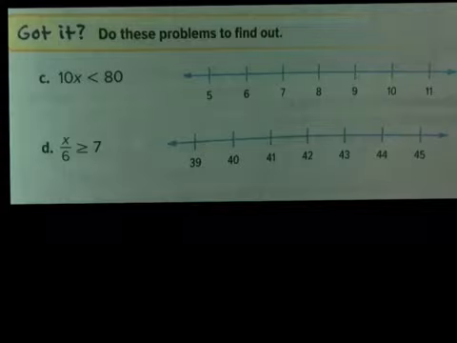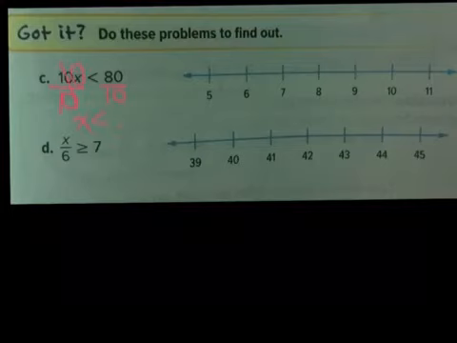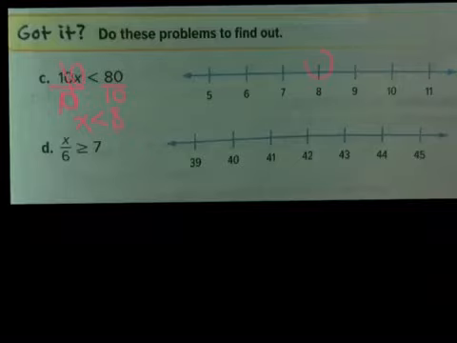Okay, let's try this next example. We have multiplication here between the coefficient and the variable, so we have to divide, which is the opposite operation. That gets divided out, this gets divided out, and now all I have left is x is less than 8. So I have 8, and it's less than 8.